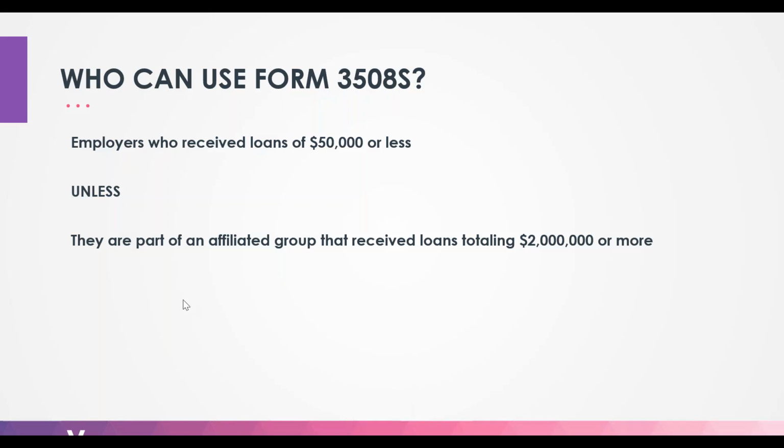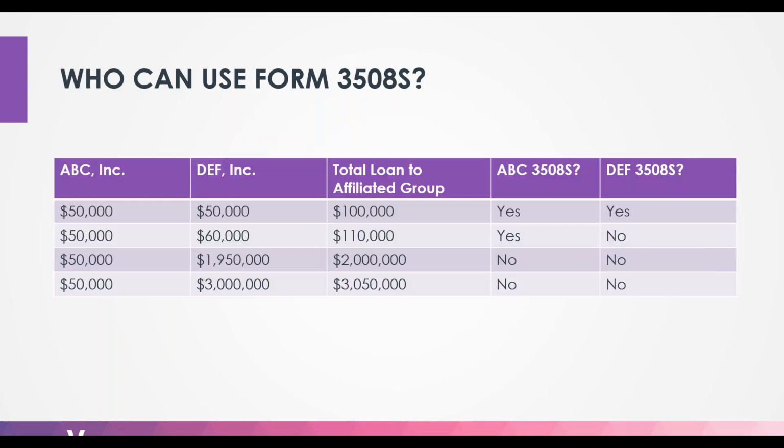So let's clarify. You can use the form if your loan is $50,000 or less, unless you are part of an affiliated group using the SBA's affiliation rules, and the entire group received loans totaling $2 million or more, even if your loan was less. So let's see how this plays out in a couple of scenarios.